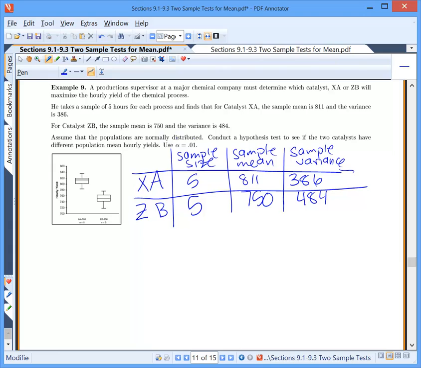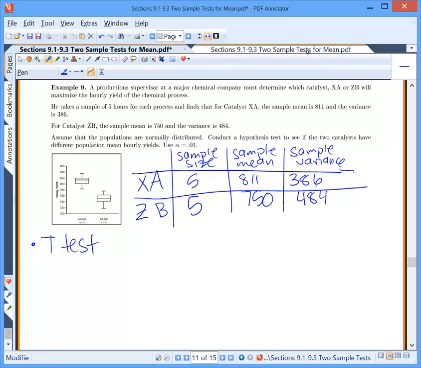Assume the populations are normally distributed. Conduct a hypothesis test to see if the two catalysts have different population mean hourly yields. Use alpha equals 0.01. First thing we need to do is decide which test. Because I have a sample variance instead of a population variance, I know it will be a t-test.